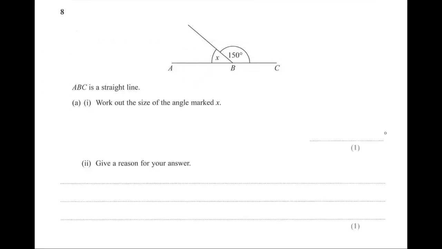Question 8. ABC is a straight line. A. Work out the size of the angle marked x. Give a reason for your answer. Well, as you should know, angles in a straight line add up to 180. Now, to work out the value of x, we need to do 180 degrees minus 150 degrees, which equals 30 degrees. So the value of x is equal to 30 degrees.